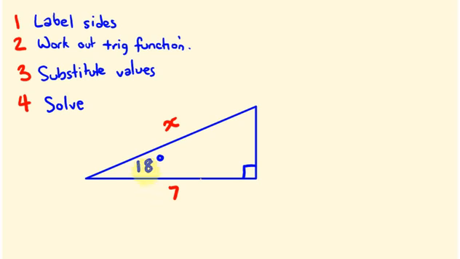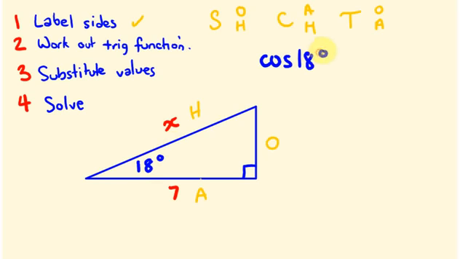Let's label the sides first. The opposite over here, we have the hypotenuse, and we have the adjacent. Now let's work out the trigonometric function. We know that some old hags can't always hack their old age. We're dealing with the always hack bit, so we are dealing with cos. Good, it all worked out. So cos 18 degrees equals always hack A, which is 7 over x.